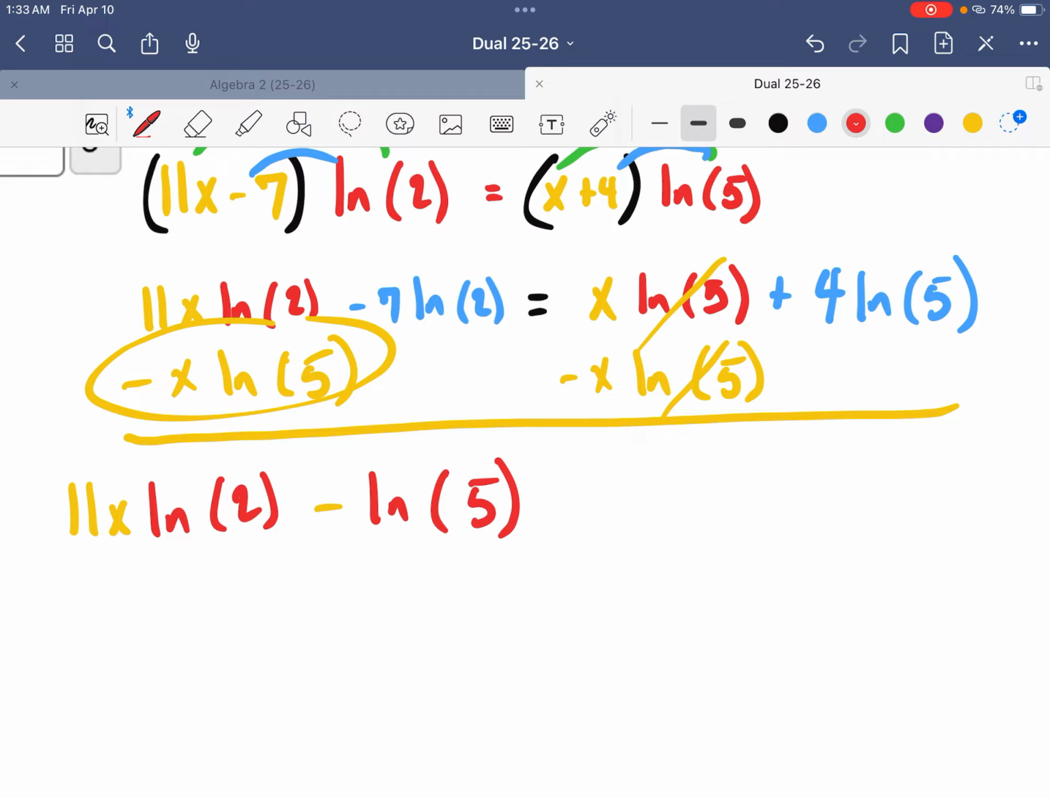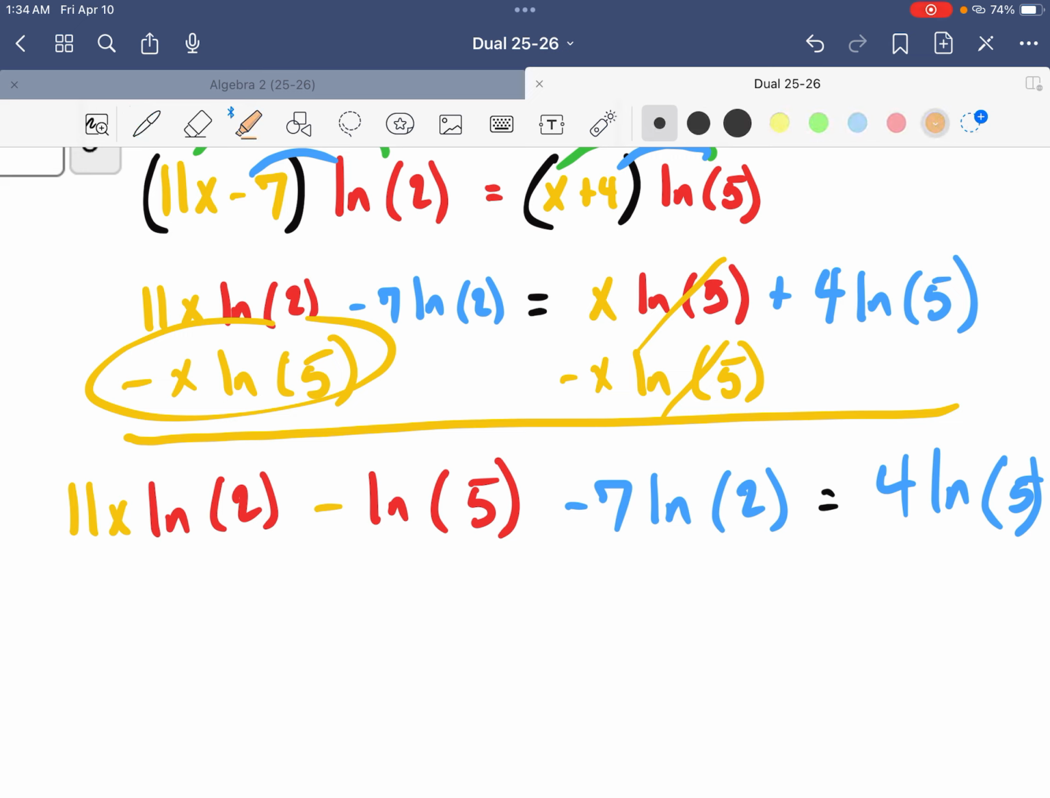Okay, this is what we have right now. And then minus 7 ln2 equals 4 ln5. Now, I'm afraid I might have lost you all, so I'm going to explain it, okay?